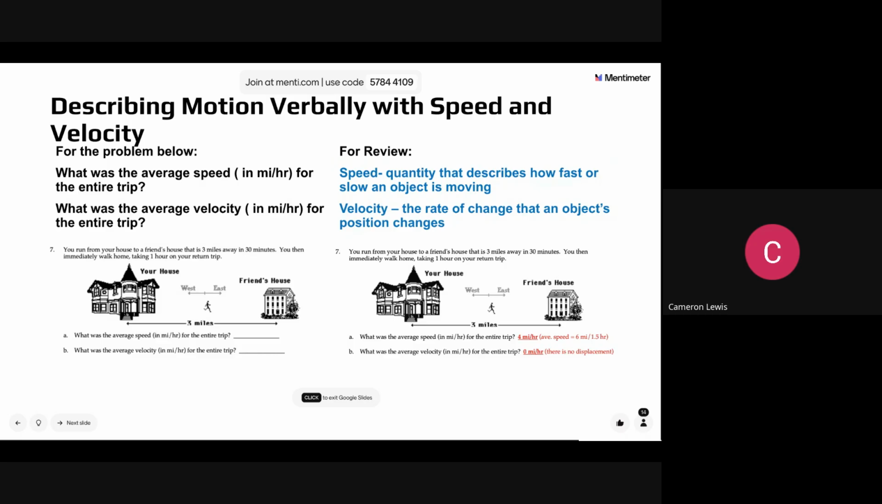So we have 30 minutes and 1 hour. The 30 minutes is half an hour, so you could say 1.5 hours in total, right? Then you just divide 6 by 1.5, and that's how we get the 4.